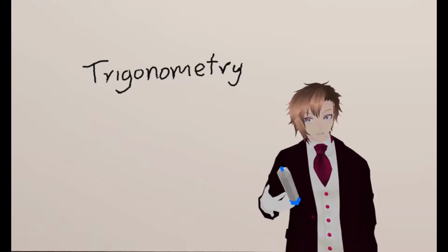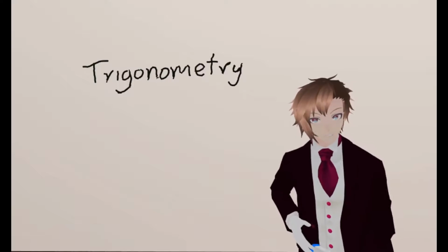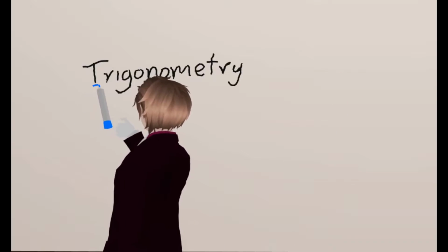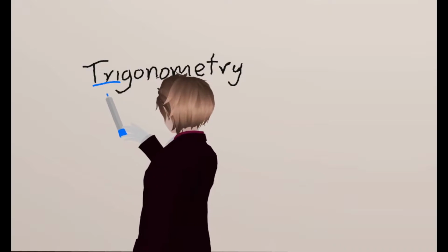Today we are going to look at trigonometry. Trigonometry actually has three words hidden inside of it. That first word being tri. That means three, just like a tricycle.